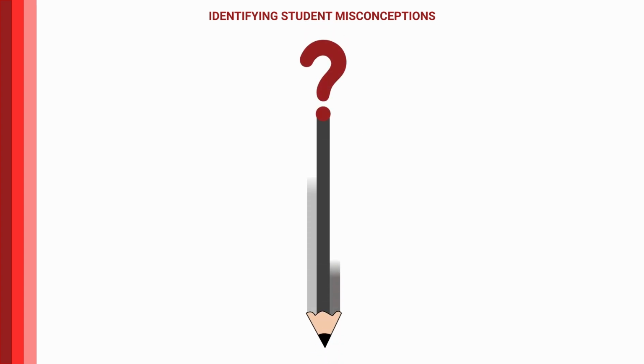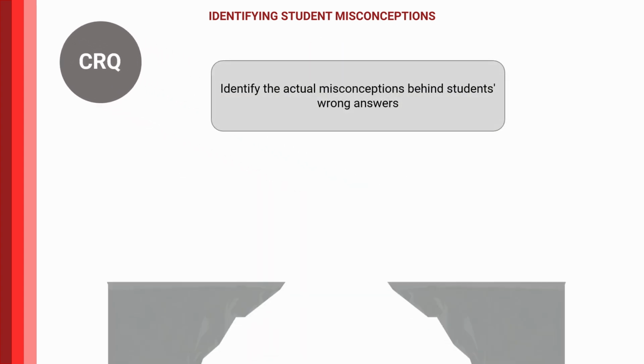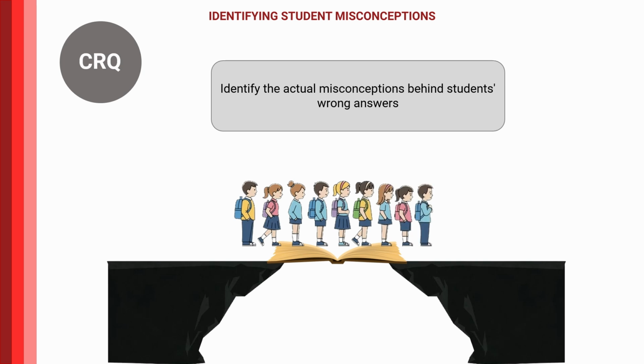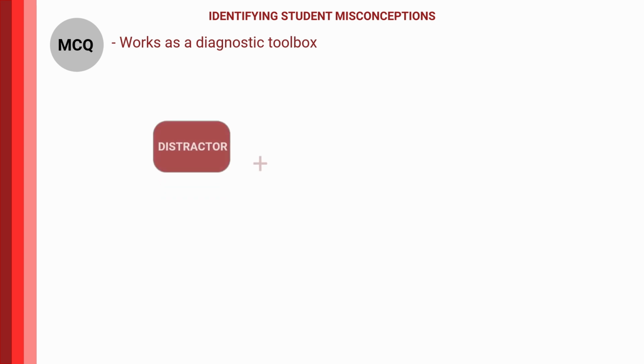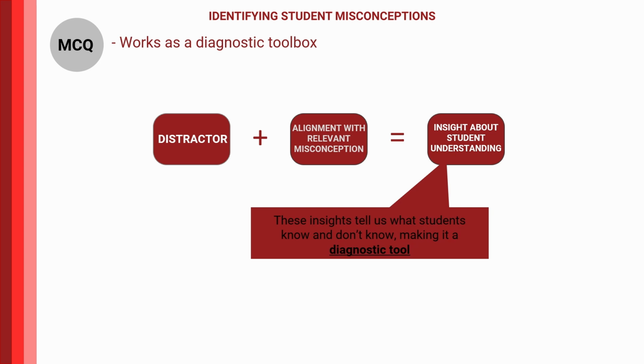In a typical competency-based assessment, we use both MCQs and CRQs. CRQs help us understand individual learning gaps in detail because each student writes their own answer. MCQs work like a diagnostic toolbox. They let us quickly identify common misconceptions across many students at once because each option in a well-designed MCQ reflects a specific way of thinking.